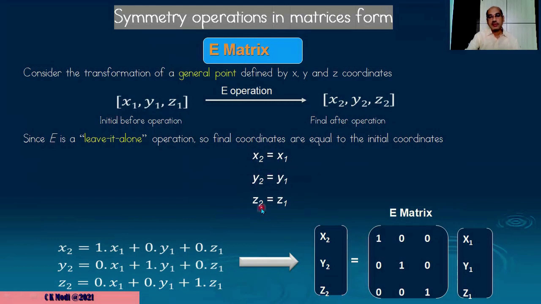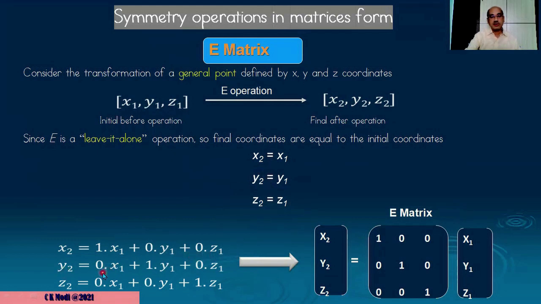So after performing E operations, x2 becomes x1, y2 becomes y1, and z2 becomes z1. So these are my final coordinates x2, y2, and z2. If we represent this three-dimensionally, on the x-axis the value is 1, so 1 x1, but on the y-axis it is 0, on the z-axis it is also 0. So 1 x1 plus 0 y1 plus 0 z1.